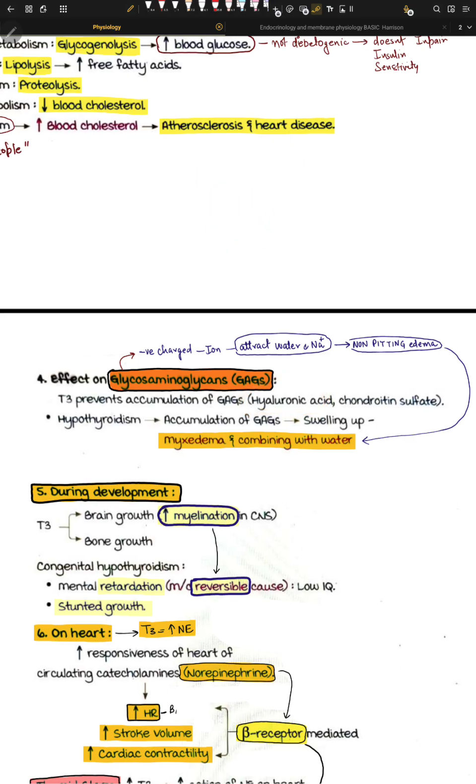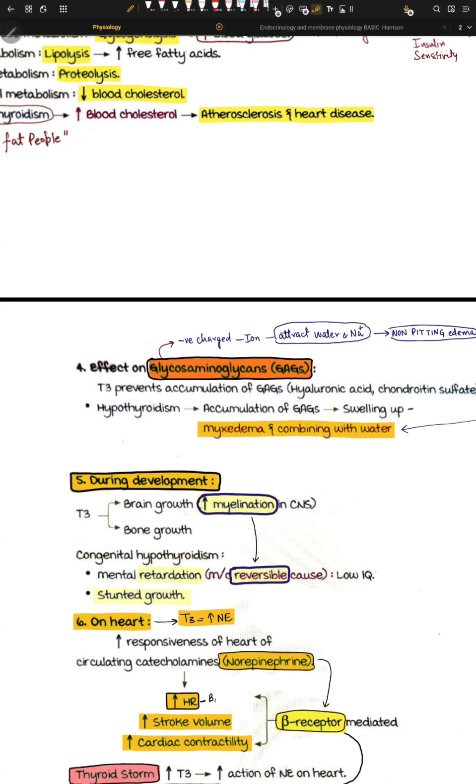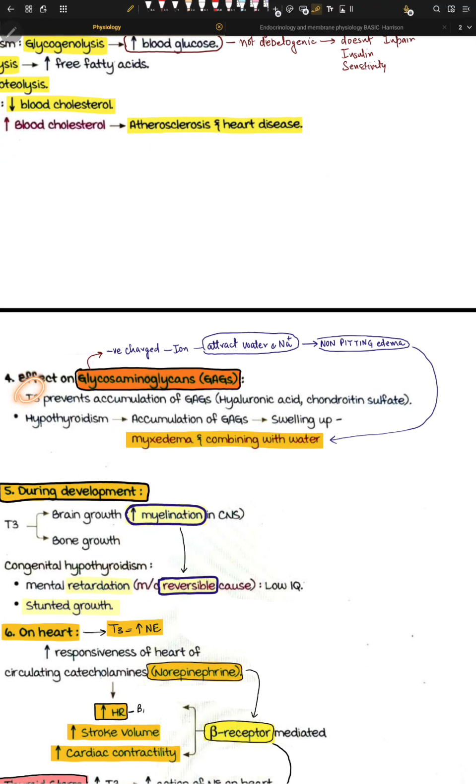So these are proteins, right? Glycosaminoglycans, right? These are proteins with sugar, right? So accumulation of GAG happens, right? T3 prevents it, because T3 is catabolic, right? So it catabolizes, it removes stuff. So T3 prevents the accumulation of GAGs, hyaluronic acid, chondroitin sulfate, right? Once T3 levels go down in hypothyroidism, accumulation of GAG will happen.